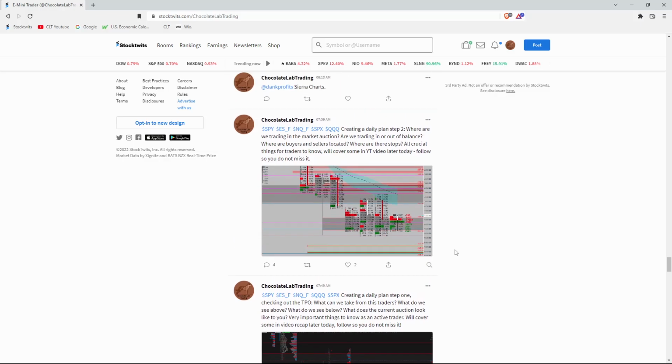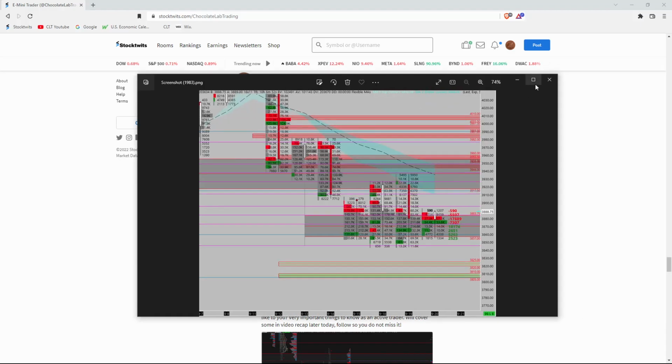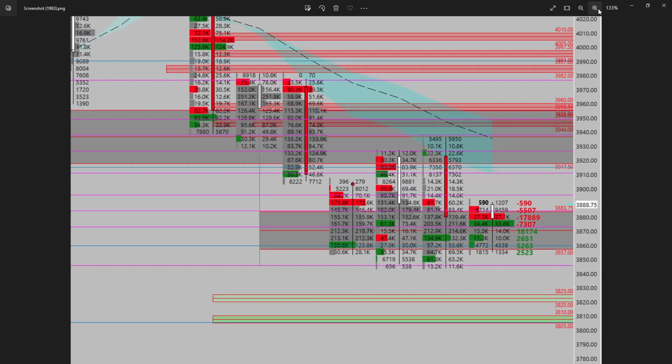All right, step 2, creating the daily plan. Where are we trading in the market auction? Are there buyers in, or are we trading in or out of balance? Where are buyers and sellers located? Where are their stops? All crucial things for traders to know. All right, let's look at this daily footprint. If this is all new to you and you don't know what you're looking at, I have a video that explains how you read these. It's pinned on my YouTube channel.